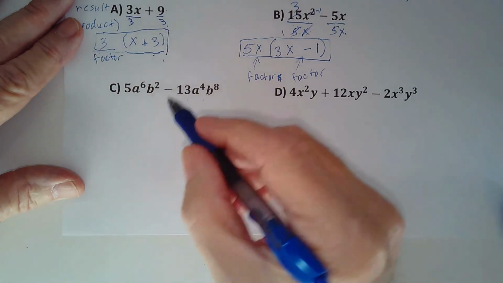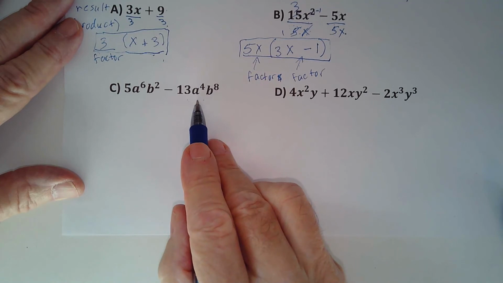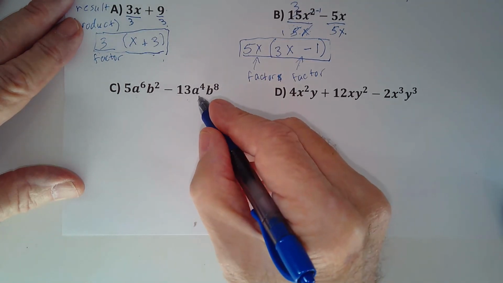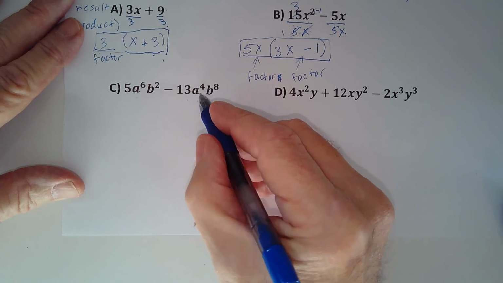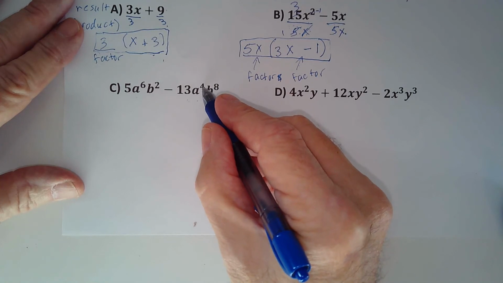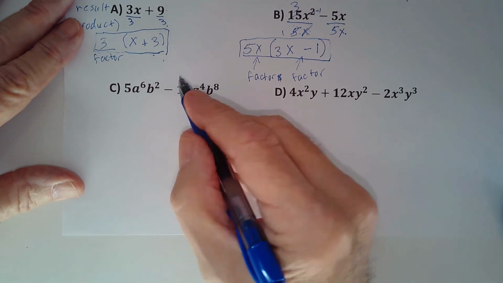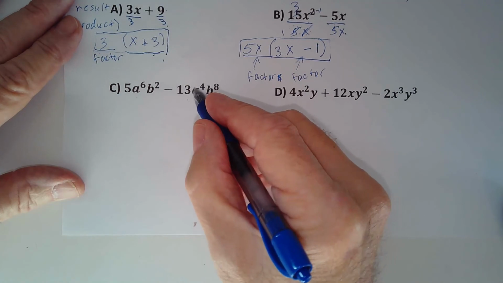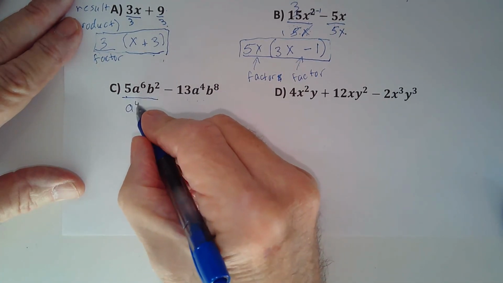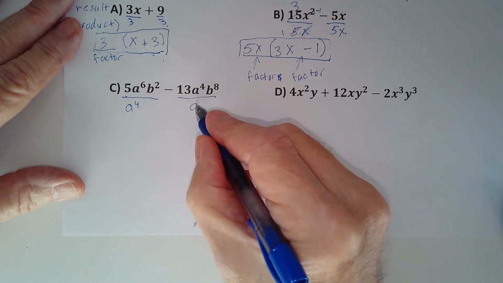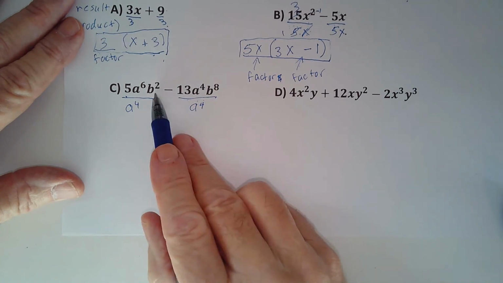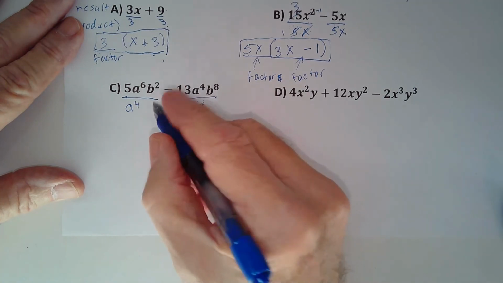But I can divide, let's see, I've got an a to the 6 and a to the 4 here. So since I've got a to the 6 and a to the 4, I can at least divide out a to the 4, because I can subtract the exponent of 4 from the exponent of 6 and get an exponent of 2. So I'm going to divide out a to the 4 on both of these. Okay? And then b to the 2 and b to the 8. Well, I can divide out a b to the 2.